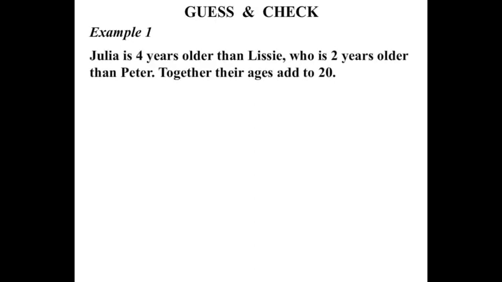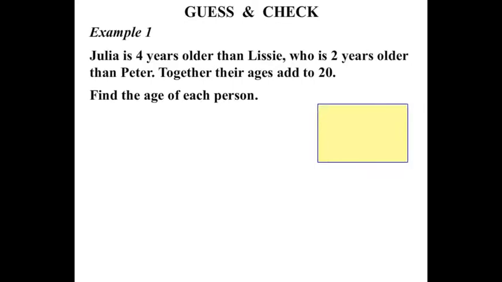In this lesson, we do some problem solving using the guess and check method. Example 1. Julia is 4 years older than Lissy, who is 2 years older than Peter. Together, their ages add to 20, and we're asked to find the age of each person.